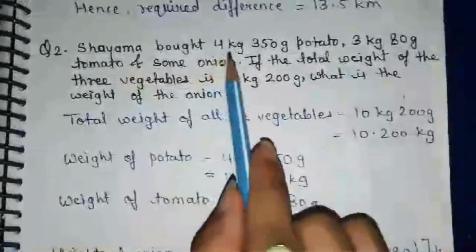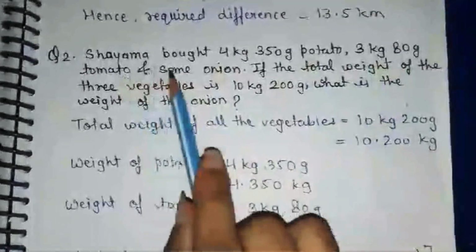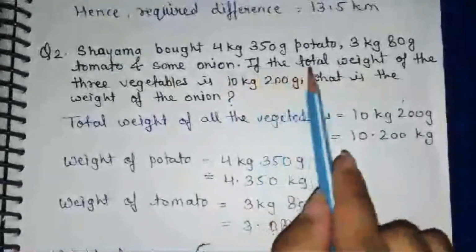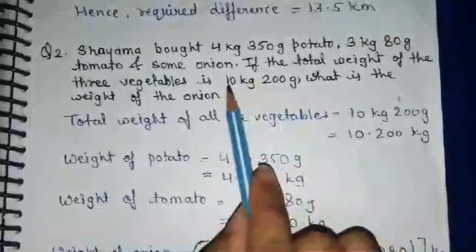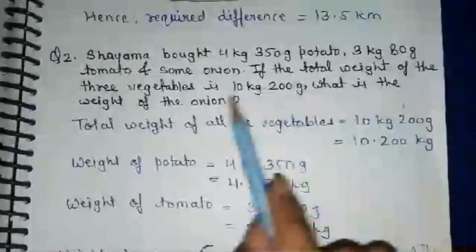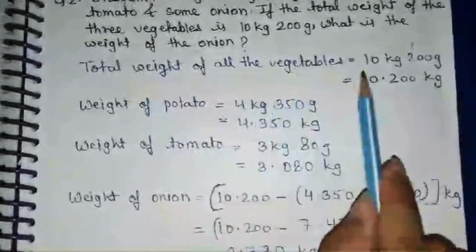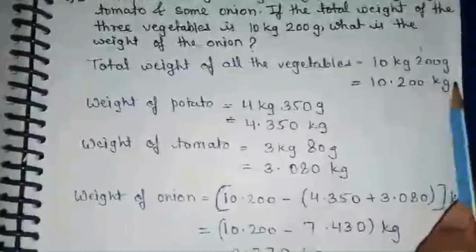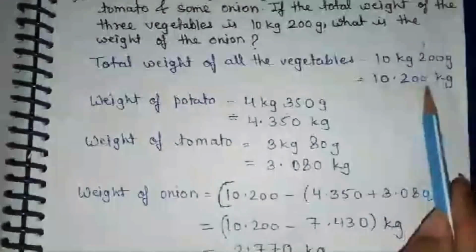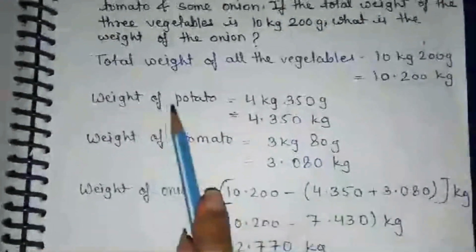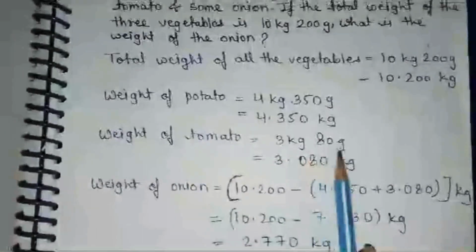Next question. Shyama bought 4 kg 350 gram potato, 3 kg 80 gram tomato and some onions. If the total weight of the 3 vegetables is 10 kg 200 grams, what is the weight of the onion? Total weight of all vegetables 10 kg 200 gram. We write it as 10.200 kg. Weight of potato 4 kg 350 gram. Weight of tomato 3 kg 80 grams.